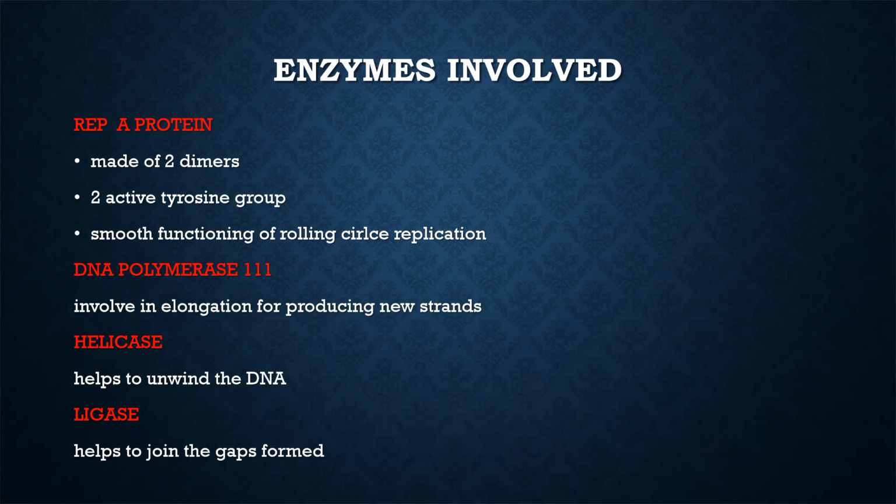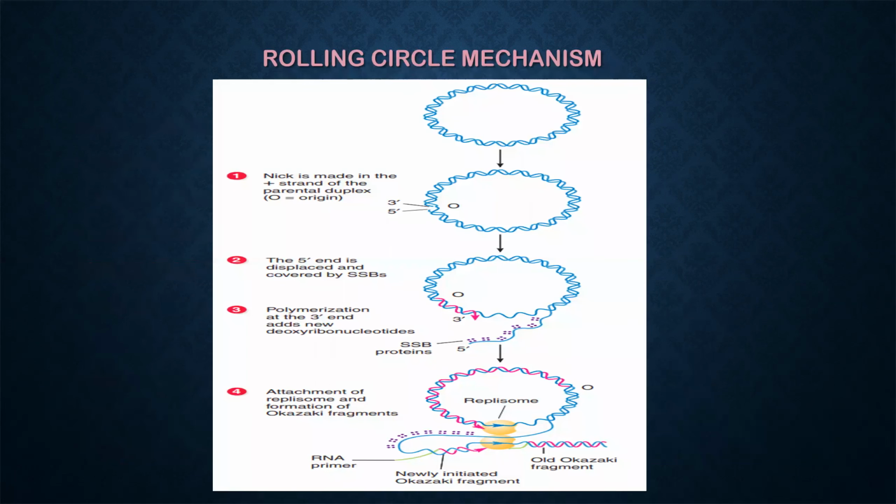Helicase enzyme helps to unwind the DNA, and ligase enzyme helps to join the gaps formed in the DNA. Next is the rolling circle mechanism. The double-stranded circular DNA is cut, so a nick is made in the strand and the 5' end is displaced, and polymerization occurs at the 3' end, that is, adding of new nucleotides, and at last attachment of the replisomes and formation of Okazaki fragments.